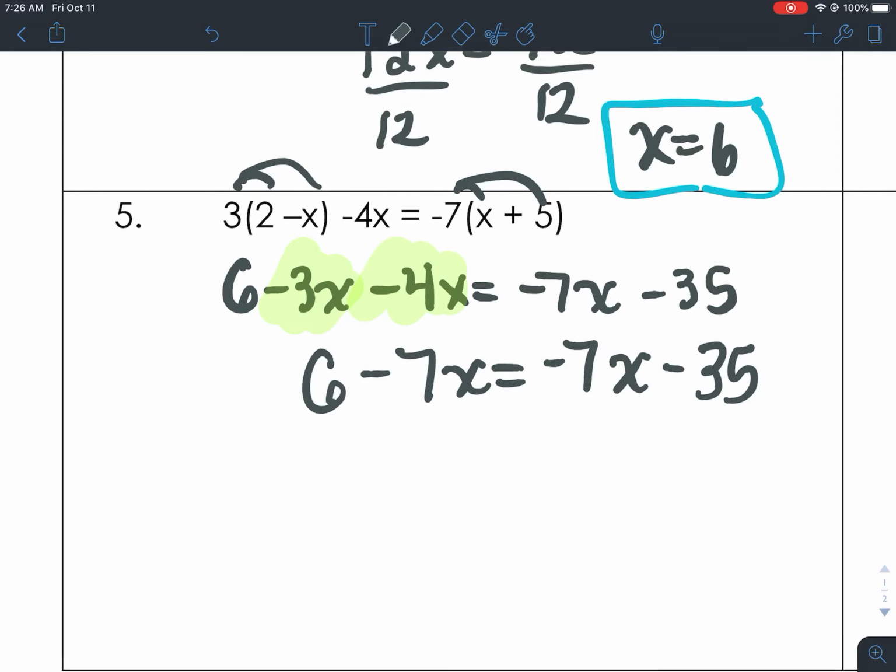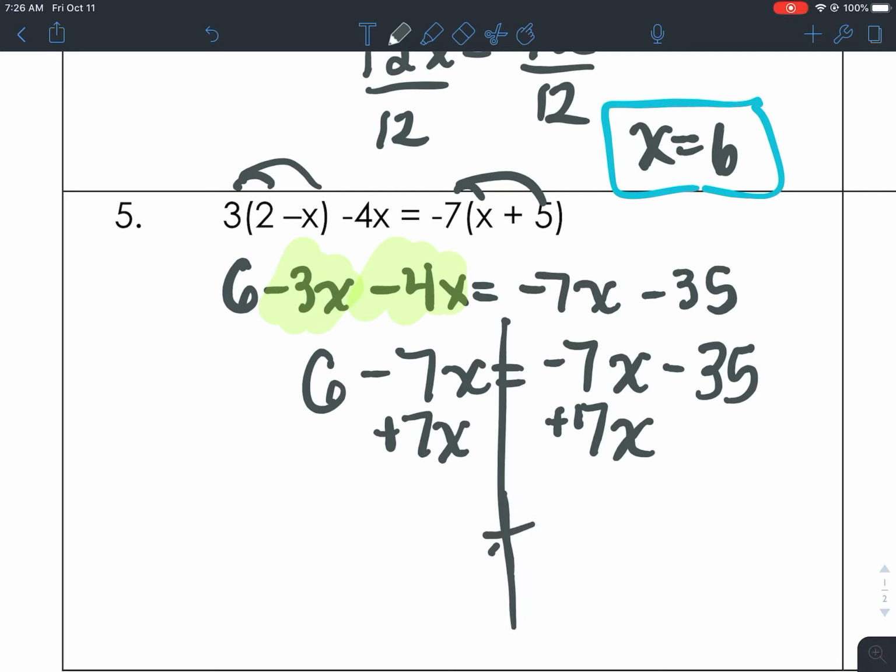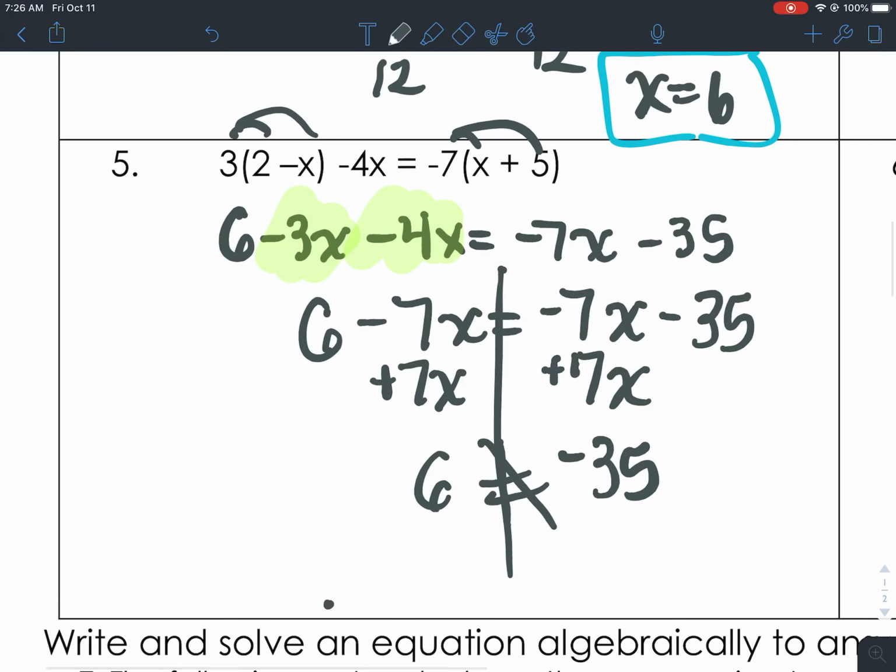And then, I've told you this in class, but usually I will move my variables first. So right now we have negative 7x on both sides. If I add 7x to both sides, you'll notice that the x's are canceling out. There's nothing left but numbers. So there's a 6 equals a negative 35, which is not true, and therefore there is no solution.